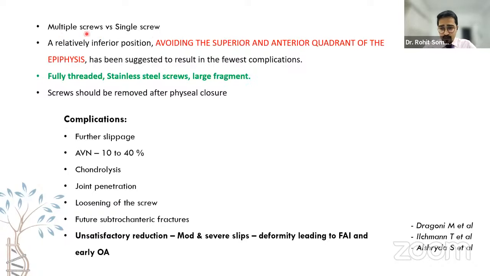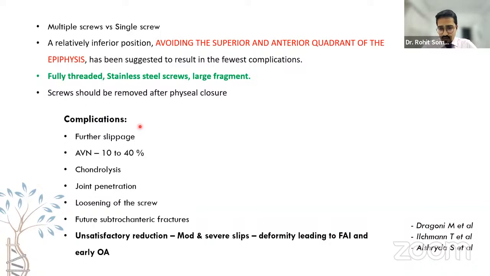Some of the common controversies in in situ fixation: do we use multiple screws or a single screw? Most people say that multiple screws are needed, but there is no evidence of biomechanical advantage of multiple screws over a single screw. Second, the relative inferior position of the screw in the epiphysis. We have to avoid the superior and anterior quadrant of the epiphysis because that results in avascular necrosis of the femoral head. Thirdly, we have to use a fully threaded screw, preferably a stainless steel large fragment screw. Stainless steel is preferred over titanium because titanium has problems in removal, and we need to remove the screws after physeal closure.